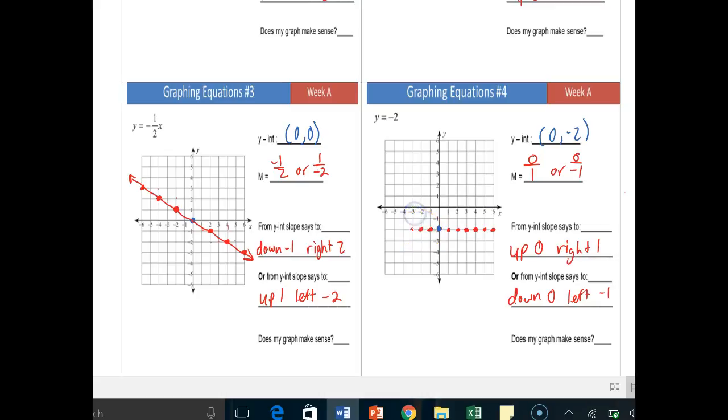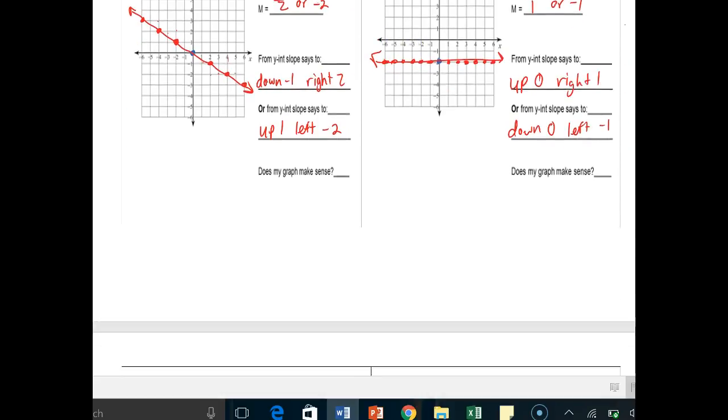Up or down 0, we get a horizontal zero sloping line. And look, we said our slope was 0, so it makes sense that we should have a 0 sloping line. Okay, again, y equals a number is just a 0 slope line. That is the end of part 1.